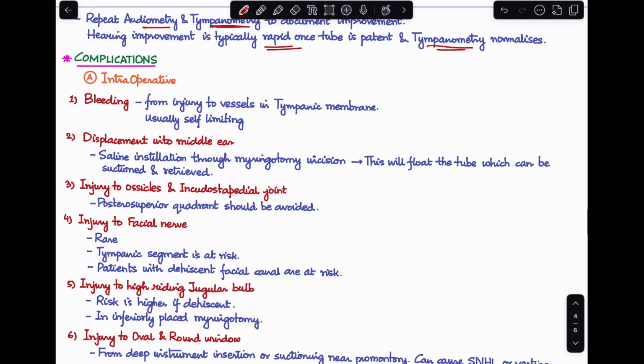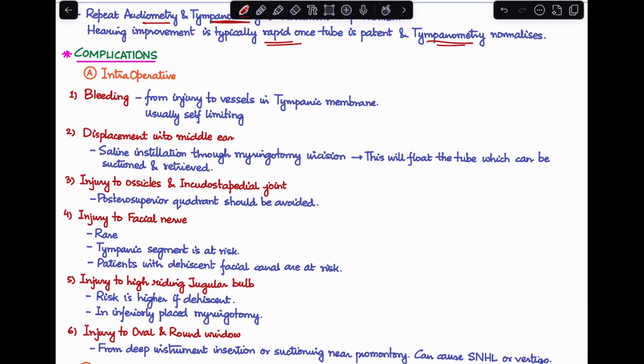The last part of our discussion today is what are the complications of putting this grommet inside the tympanic membrane. We can classify our complications into intraoperative and postoperative, and postoperative can further be divided into early and late postoperative complications. First, let's look at intraoperative complications. As we know, the most common complication of all surgery is bleeding. This can happen if there is any injury to the vessels in the tympanic membrane. Usually, it is very self-limiting and can be easily controlled.